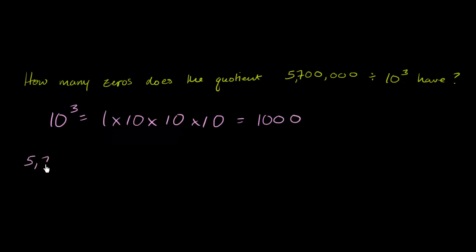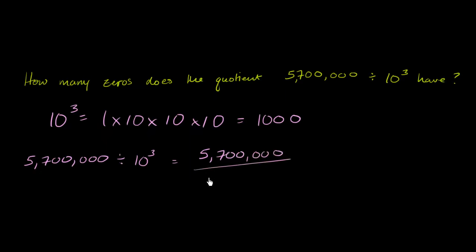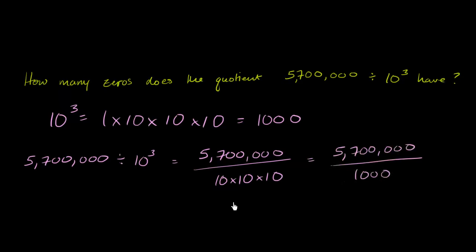5,700,000 divided by 10 to the third is the same thing as, I could write it this way, 5,700,000 divided by 10 times 10 times 10. We could put a 1 out here, but this won't really change the value, which is equivalent to 5,700,000 divided by 1,000. And either way you think about it, every time you divide by 10, you're going to eliminate one of these zeros. So if you divide by 10 3 times, if you divide by 10 once, you're going to eliminate a 0. Divide by 10 again, you're going to eliminate another 0.